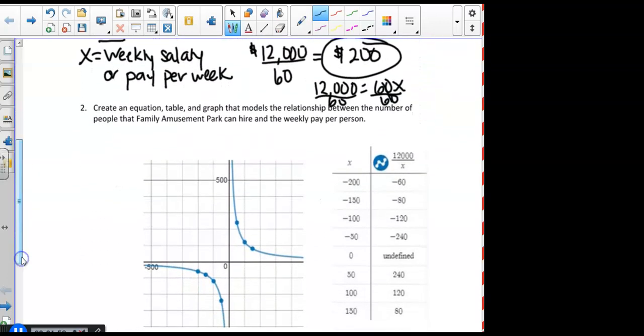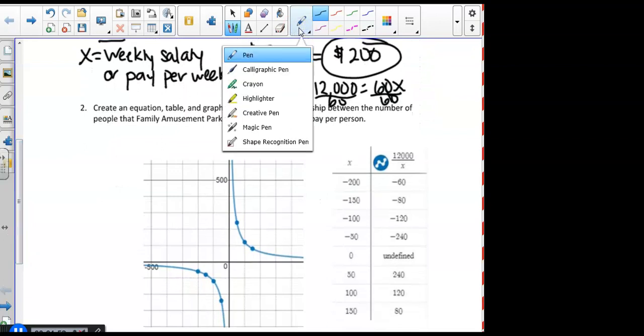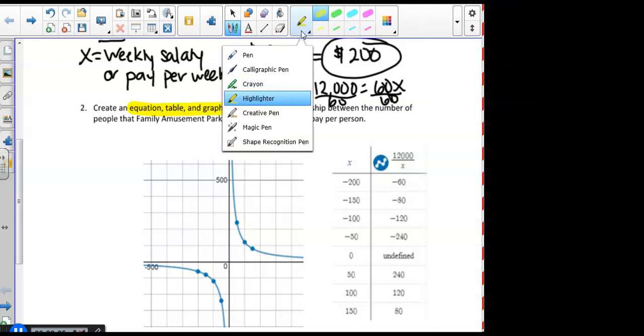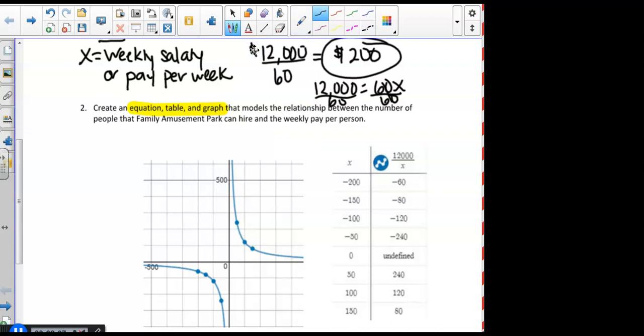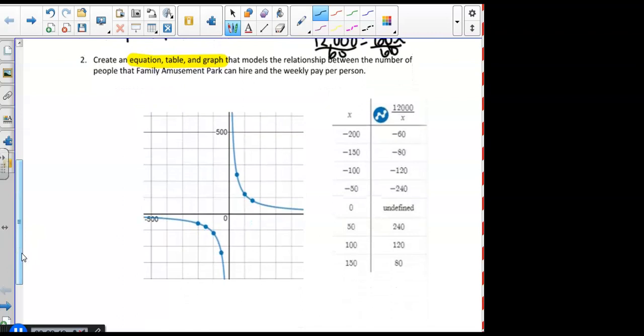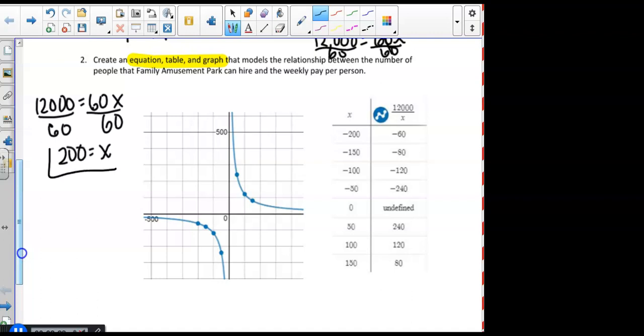In number 2, we are asked to create an equation, a table, and a graph that models the relationship between the number of people that the amusement park can hire and the weekly pay per person. Recall that we've already written an equation in the form 12,000 equals 60x, and we've solved that for x. And we've got x to be 200. When we used Desmos in class, or our graphing calculator, we did type in.